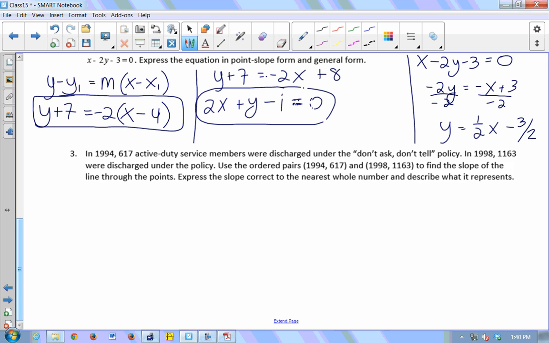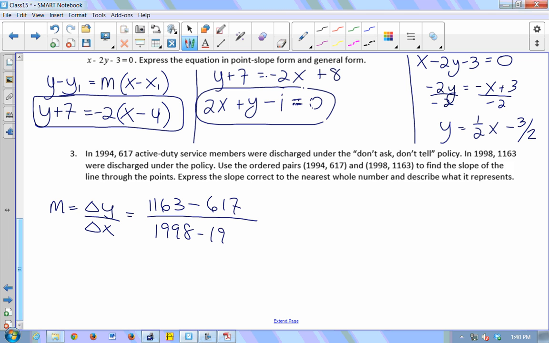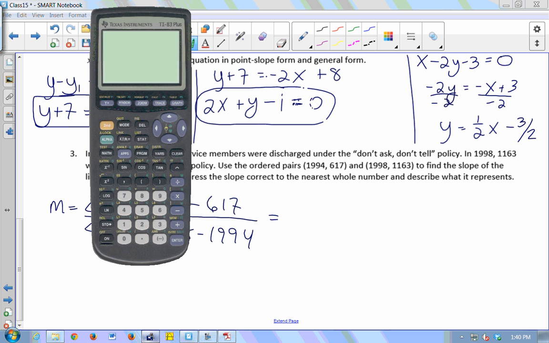Okay, so my slope, remember, is just change in y over change in x. So I'm going to do 1163 minus 617 over 1998 minus 1994. All right, 1163 minus 617 is 546.